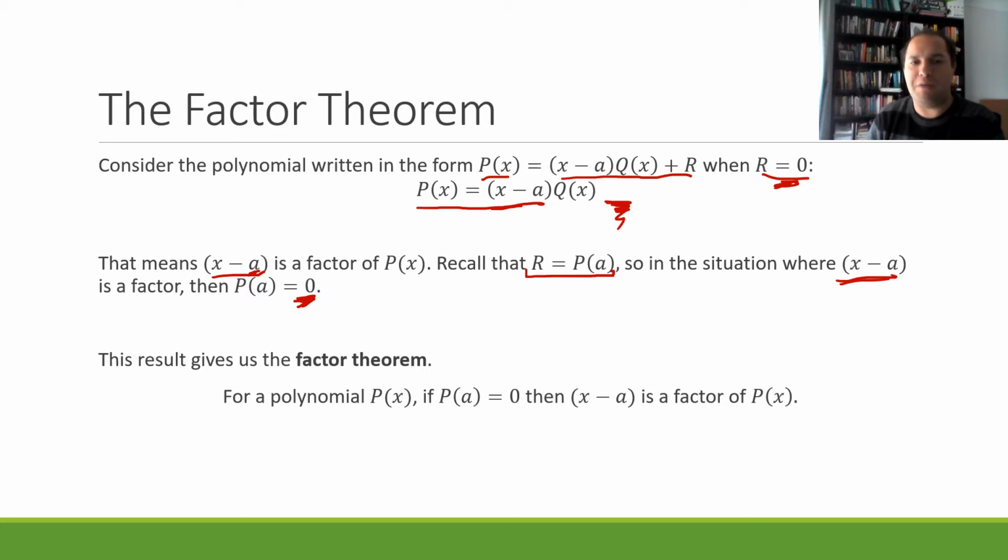So for a polynomial p of x, if we substitute in the value a and get 0, that is, our remainder is 0, then x minus a must be a factor of our polynomial, because things are factors of other numbers if those remainders are equal to 0. Now let's use that to solve some problems.